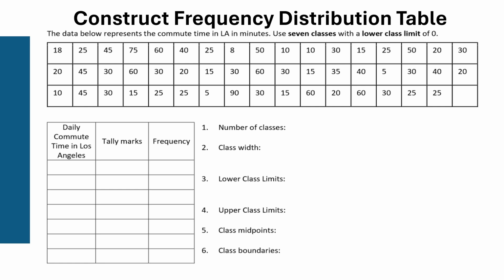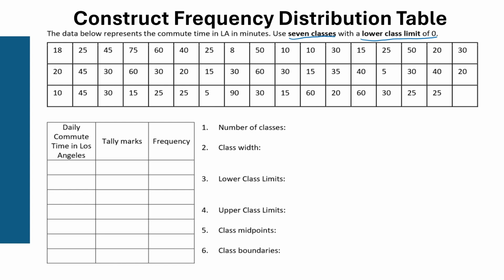We are given a set of data which represents the commute time in LA in minutes, and it tells us that we should use 7 classes with a starting lower class limit of 0 to help us construct our frequency distribution table. So the first thing we need to do is organize our data values into classes or categories. A class is an interval used to help us organize and group our data values. Each data value should belong to only one class, and all data points should be included in one of those classes.